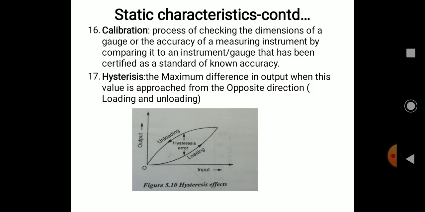Hysteresis. Before explaining hysteresis, I will tell you an example. Suppose you take a pressure gauge, a 0 to 10 bar pressure gauge. I am keeping 1 bar first, and whatever reading you get, you note it down. Then 2 bar, you will get the reading for 2 bar. Then 3 bar, again the output will be there for the 3 bar. Like that up to 10 bar I am calibrating.